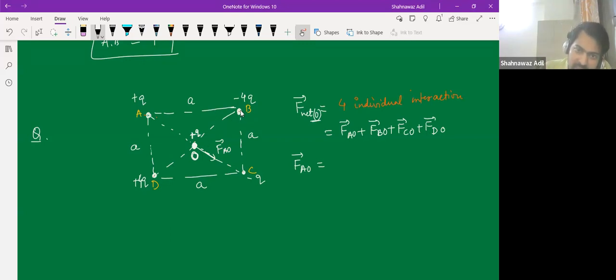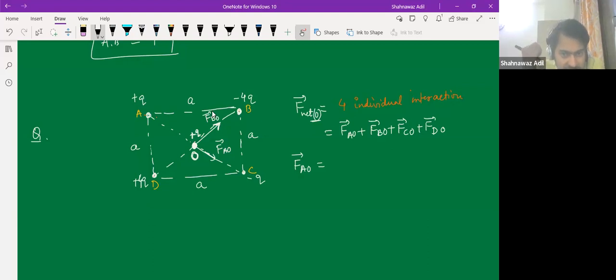And what about the force due to this B one? Would it be attractive or repulsive? Attractive. So it will attract in this direction, right? So this is FB.